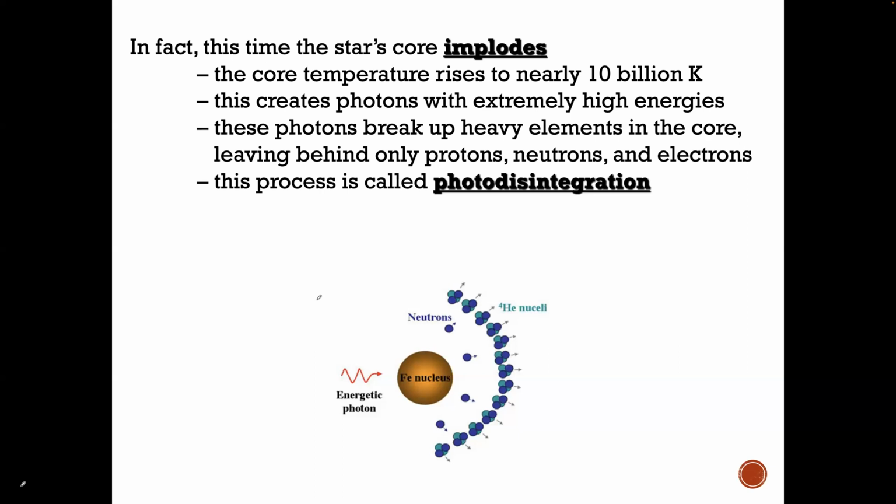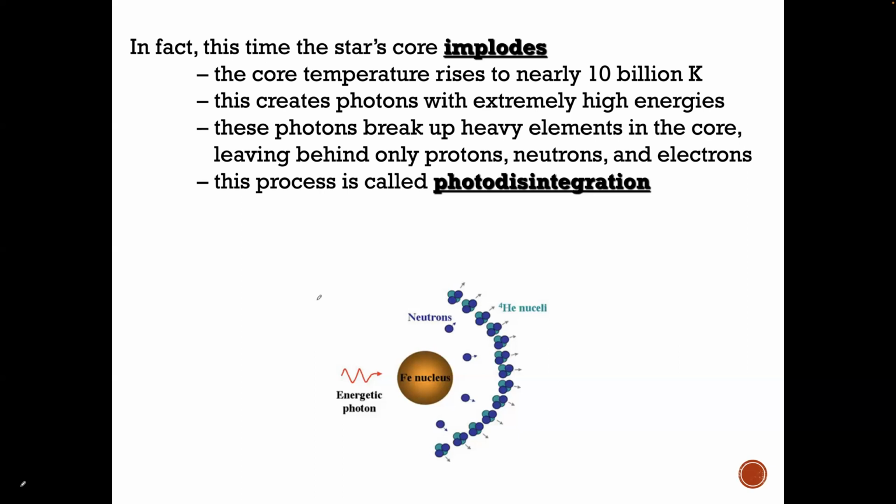So these photons have very high energies. Because of these high energy photons, they will have a special ability to break up these heavy elements such as iron in the core, right? And as a result of that, this will leave protons, neutrons, and electrons at the central region.